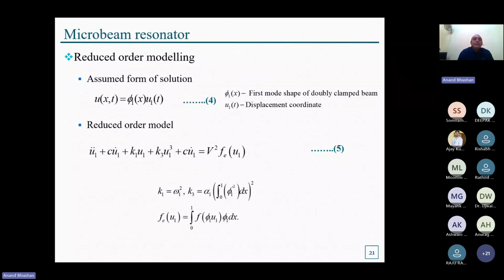Here we can see there are terms K1 and K3. K1 is just linear, it is due to the linear bending of the microbeam. But K3 is a nonlinear term. K3 U1 cubed is a nonlinear term, and here K3 is due to the nonlinear stretching. And on the right-hand side we again get V squared FE(U). FE(U) is the nonlinear electrostatic actuation force.